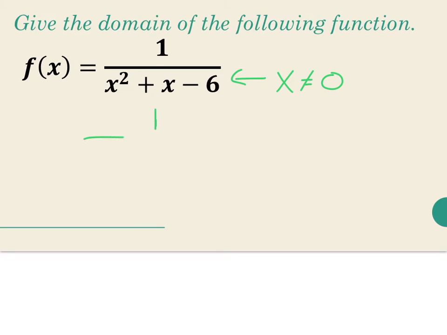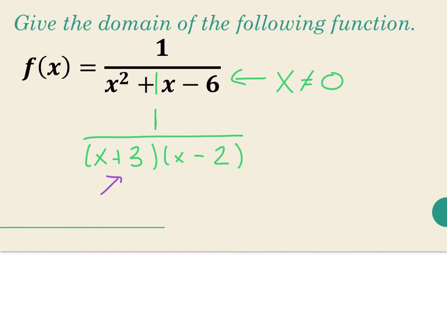Hopefully we remember how to do that from algebra. So this is x squared plus x minus 6. I know that to get x squared, those first two guys need to be just x. And then this is a -6. So what multiplies to give me a -6 but adds to give me a +1? That would be a +3 and a -2.